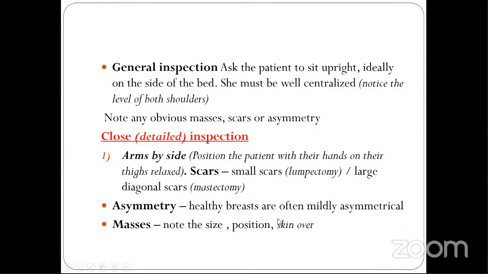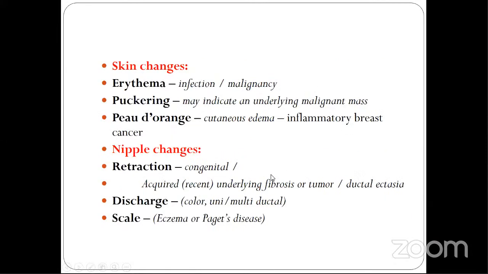Normal or healthy breasts are often mildly asymmetrical, not 100% symmetrical. There's mild asymmetry, and we said maybe one breast is larger than the other. Then look at the mass: size of mass, position, and skin overlying it.